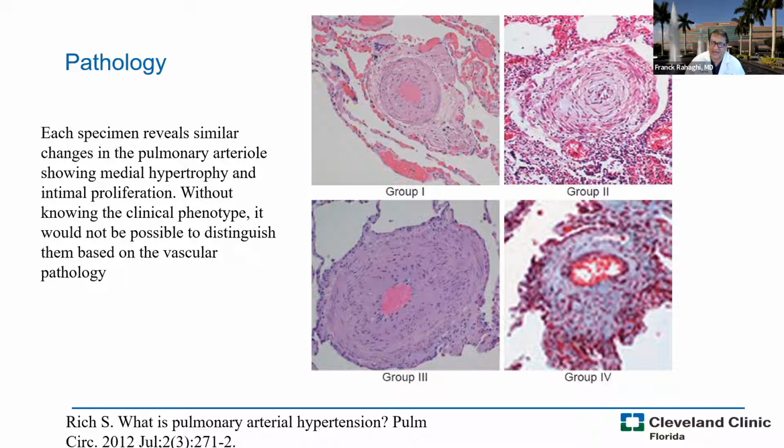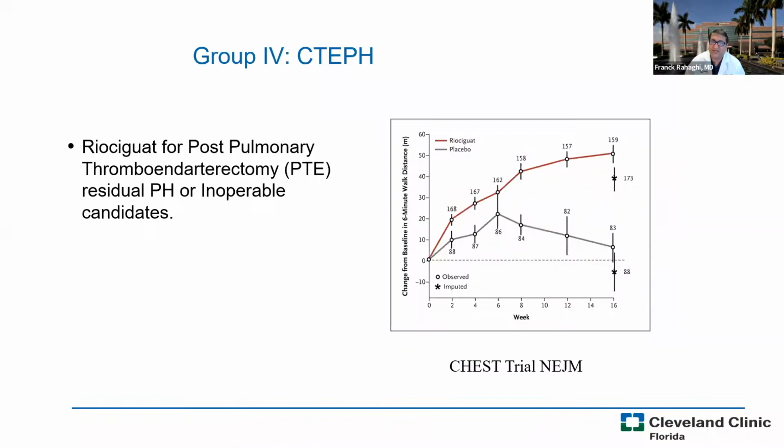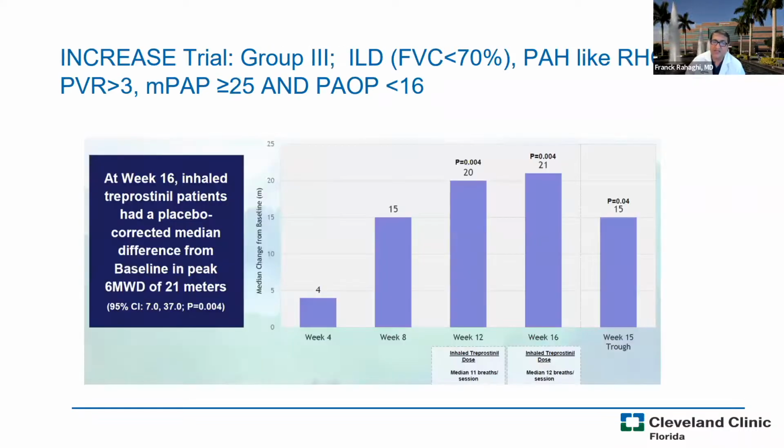And in fact, over the years, in group 4, we got riociguat approved for post-pulmonary thromboendarterectomy patients that have still pulmonary hypertension, or people who don't want to get operated or are not operable, which showed benefit and is actually approved in the US. Most lately, and this is why I hope Tyvaso gets to you quickly, the patients with interstitial lung disease, they were found to be better.